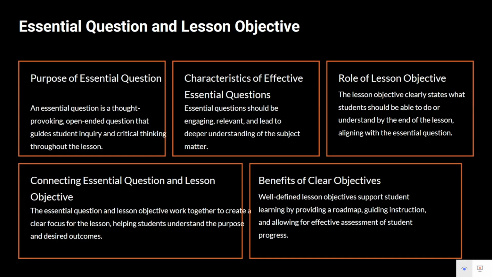The essential question and lesson objective. We talked a little bit about this, but the purpose of an essential question is to make sure that there's a thought-provoking, open-ended question that guides the student's inquiry and critical thinking throughout the lesson. The characteristics of an essential question should be engaging, relevant, and lead to deeper understanding of the subject matter.